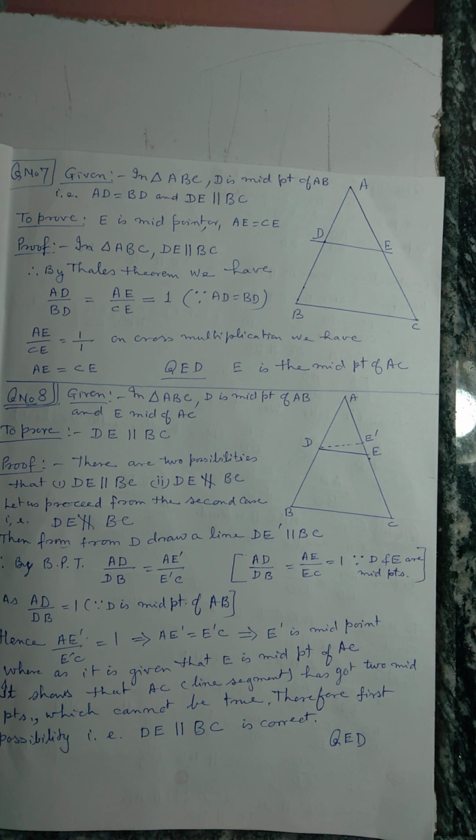Let us start CBSE Mathematics Class 10, Exercise 6.2, question number 7. Using Theorem 6.1, prove that the line drawn through the midpoint of one side of a triangle parallel to another side bisects the third side.